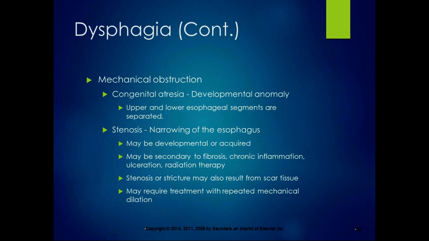Esophageal stenosis can be developmental or acquired. It might be secondary to fibrosis, chronic inflammation, and ulceration, or radiation therapy to treat cancer. Stenosis or stricture may also result from scar tissue, and it might require treatment with repeated mechanical dilation. That's the one I was talking about in the last section, where they do the endoscopy and open up that stricture.